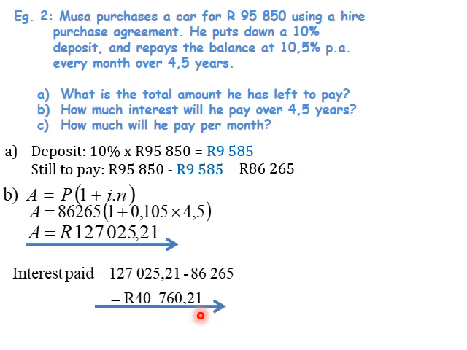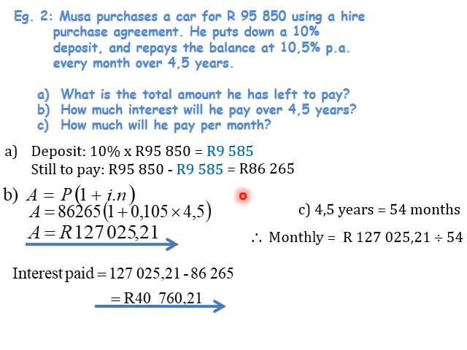And then last but not least, how much will he pay per month? Well, he needs to pay back a total of 127,000 Rand, and he needs to pay it back over 4.5 years worth of months. So let's work out how many months that is. 4.5 years times by 12 months in a year gives us 54 months.